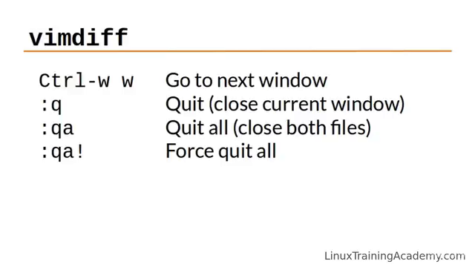When you run vimdiff, both files will be pulled up in separate windows. To switch between the windows, type Ctrl+WW. To close the current file in the current window, type :q, enter. If you want to close both files at once and quit, type :qa. And if you've made some changes that you don't want to save, you can type :qa!, enter.